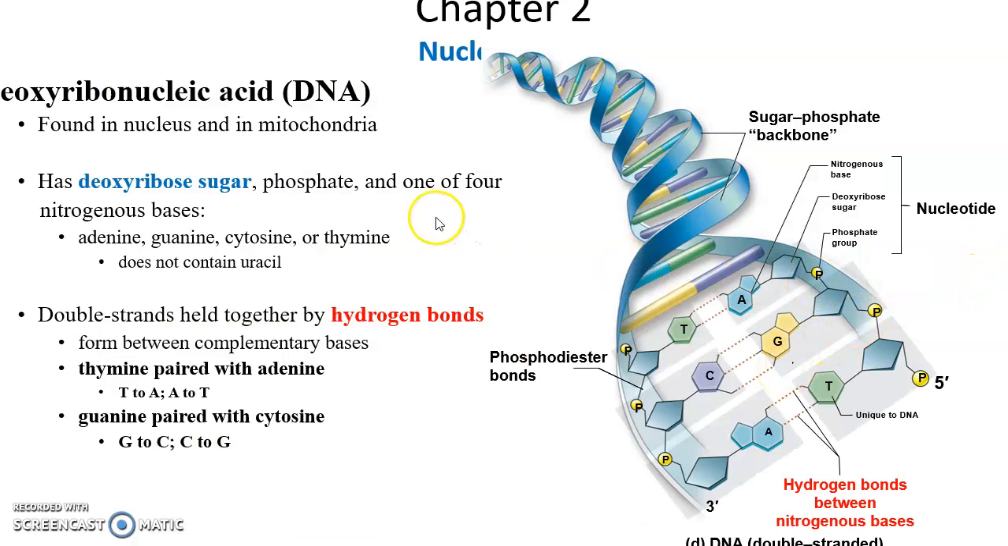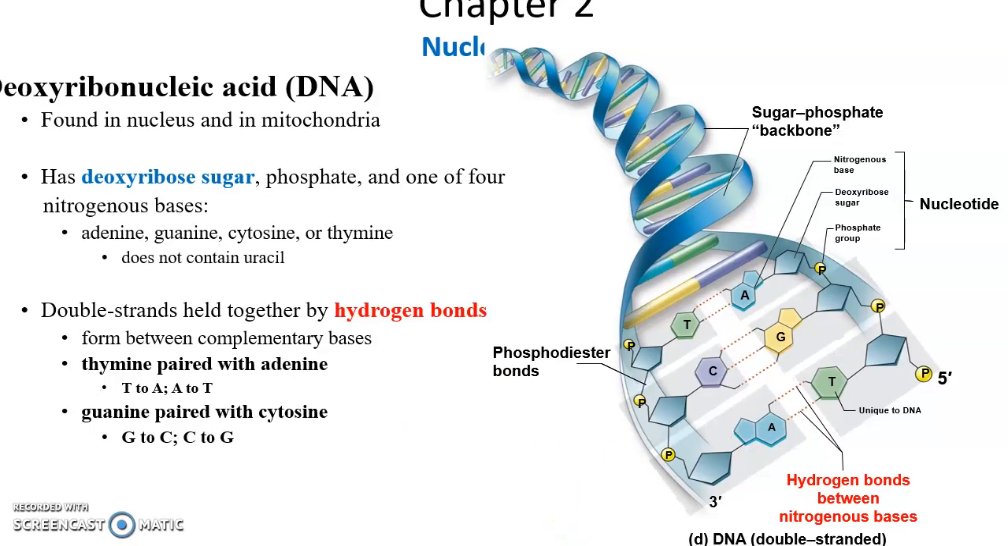So deoxyribonucleic acid is found in the nucleus and in the mitochondria. It has the deoxyribose sugar and adenine, guanine, cytosine, and thymine. And the 2 strands of DNA, because DNA is made up of 2 long strands, long polymers, are connected to each other by hydrogen bonds between the nitrogenous bases.